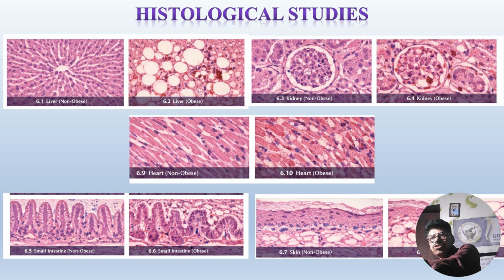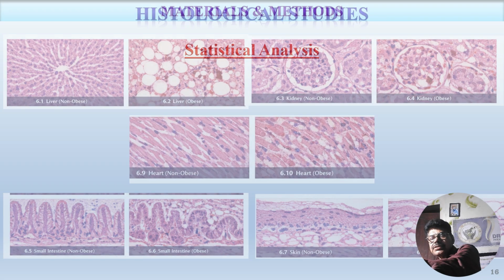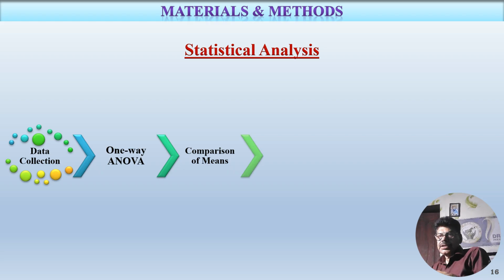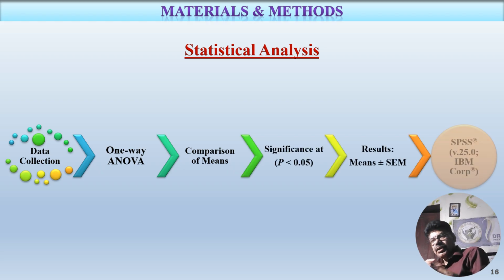The histological studies were done at the Jinnah Medical Institute. The data collected was analyzed by one-way ANOVA, the comparisons were shown as means plus or minus SEM, and the significance level used was a p-value of 0.05. The statistical analysis was done with SPSS version 25.